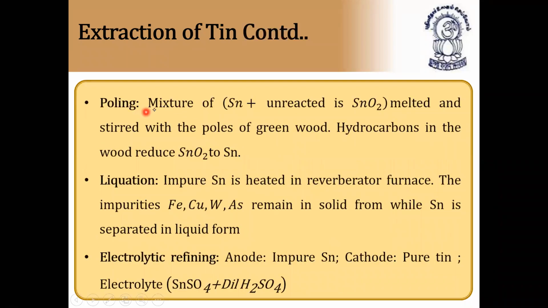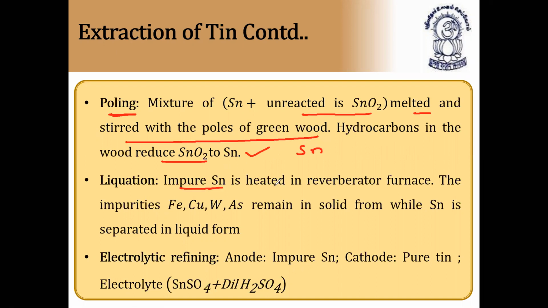Next we have to do poling. What is poling? It is a method of refining of metal. The mixture of tin plus unreacted tin dioxide is melted and stirred with poles of green wood. The hydrocarbons in the wood reduce tin dioxide to tin. So finally we get tin here.